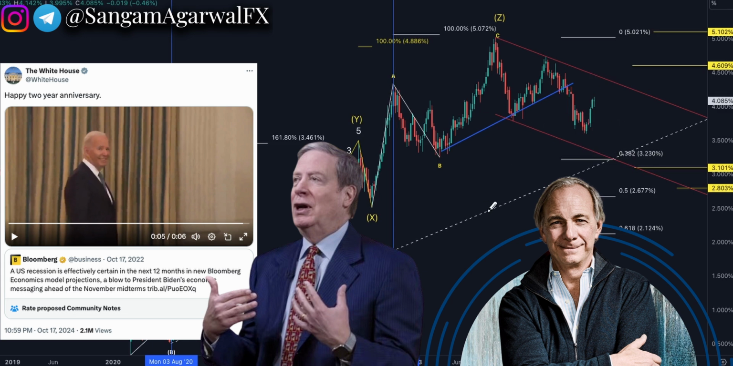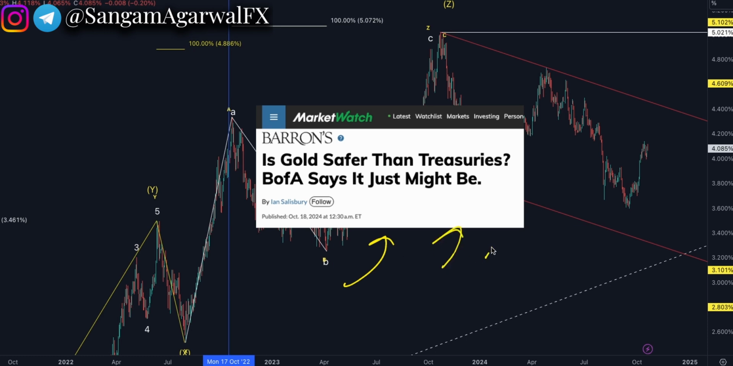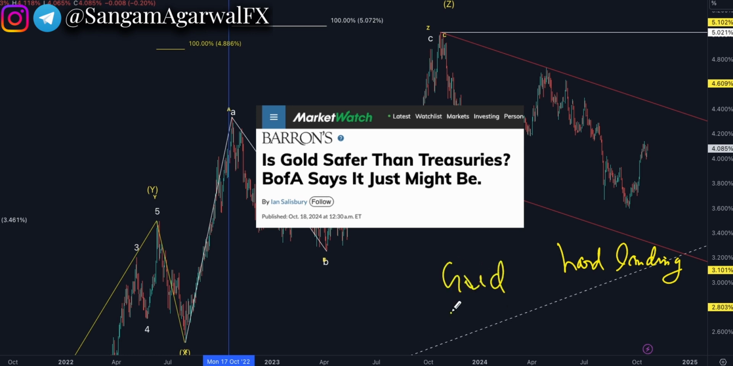And now the question is, this new note from BofA is going viral. So who is the ultimate safe asset? The Treasury or gold? So hard landing, they are getting ready. If a hard landing is coming after the election, then what will you buy? You will buy gold or you will buy US Treasury bonds.